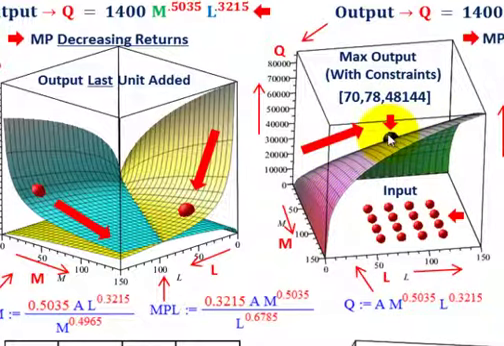And right up here, with the constraints that we had, this was our maximum output at 70 units of material and 78 units of labor, and it produced 48,144. Now remember, that doesn't include the costs of material and labor. We just left that out. We just looked at the revenue portion of our production function.